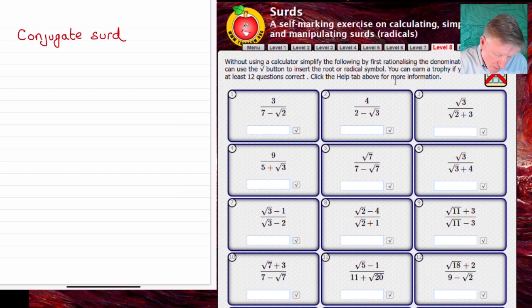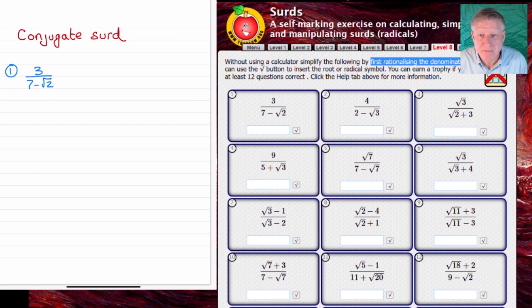with question number 1. We've got to simplify 3 over 7 minus root 2, and we've got to do it by first rationalising the denominator. That's what we're going to do. So rationalising the denominator means to make it into a rational number that doesn't include any irrational parts, any surds that can't be simplified. So from level 7 we learned that the conjugate surd of 7 minus root 2 would be 7 plus root 2.